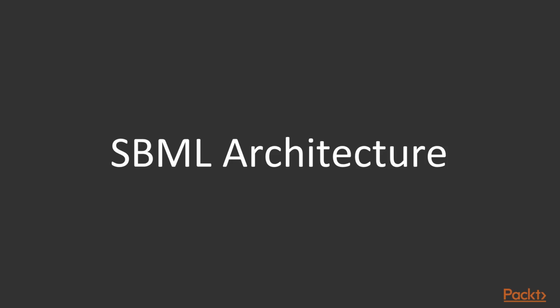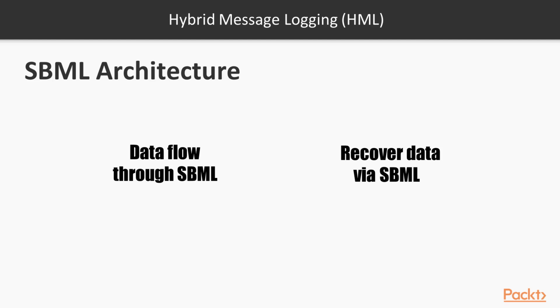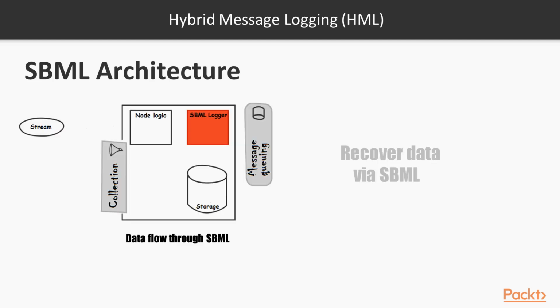Okay, now let's focus on the flow specific to the sender-based logging message. Let's follow the same scenario. For a start, let's see the data flow through SBML in case of the happy path. So we have a stream and the collection and message queuing tiers. The collection tier contains a stable storage, some business logic represented by the node logic component, and the SBML logger.